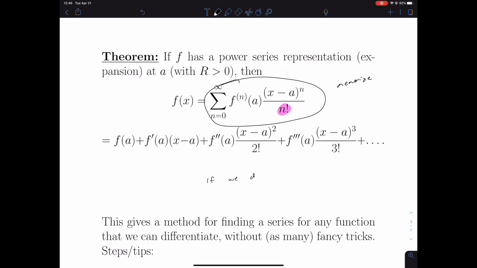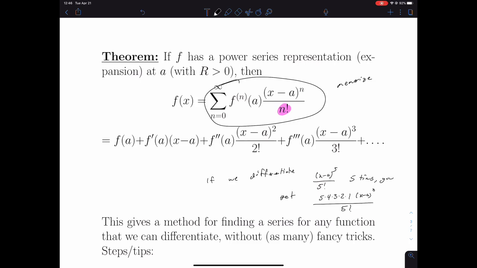If we differentiate (x minus a) to the fifth over 5 factorial 5 times, you get 5 times 4 times 3 times 2 times 1 times (x minus a) to the 0 over 5 factorial. And so this 5 factorial cancels the 5 times 4 times 3 times 2 times 1 on the top. So the point of this factorial, and the way it arises naturally, is from differentiating a bunch of times.